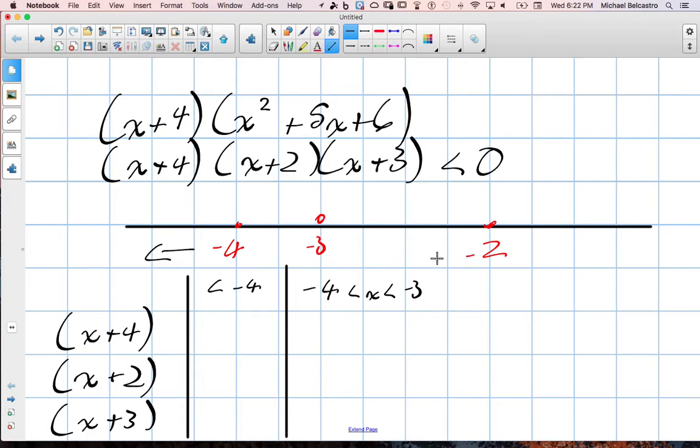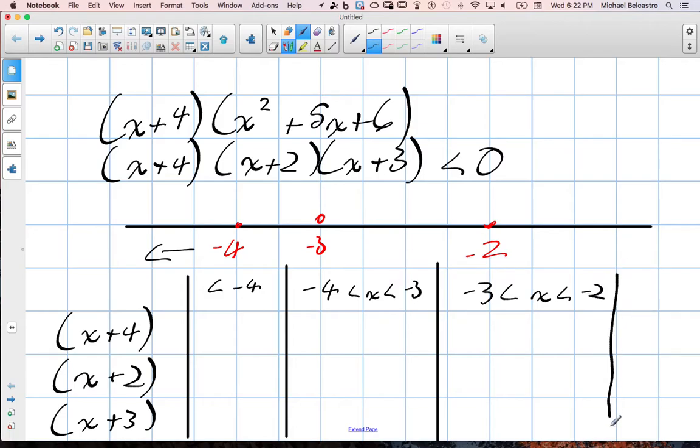That's another column. Another column here is between negative 3 and negative 2. So less than negative 3, greater than negative 2. And then we're looking for x greater than negative 2.